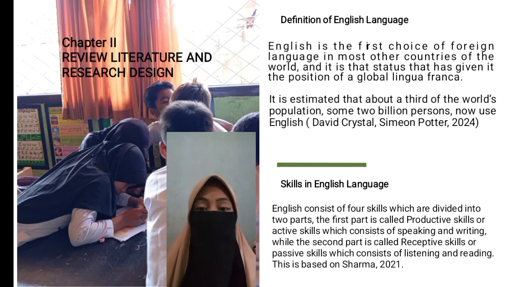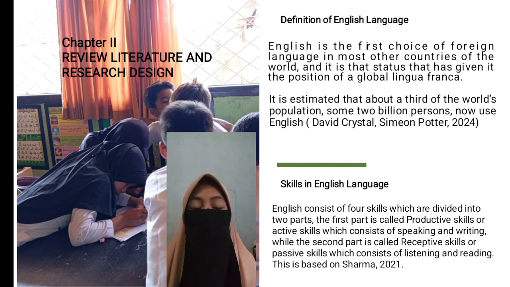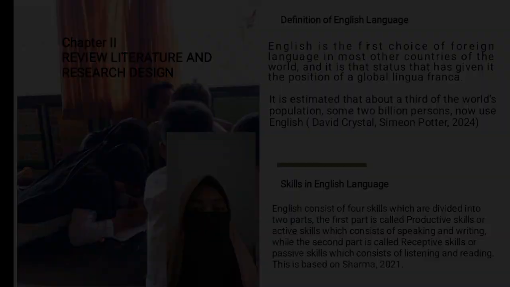And the second is about skills in English language. English consists of 4 skills which are divided into 2 parts. The first part is called productive skills, which consists of speaking and writing. And the second part is called receptive skills, which consists of listening and reading. This data is from Sharma 2021.